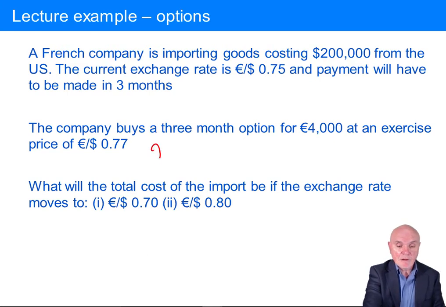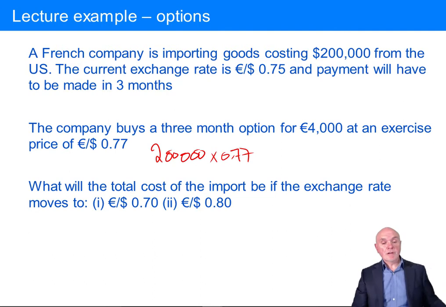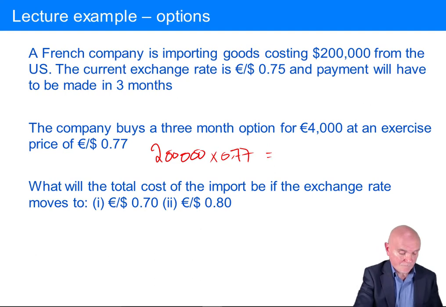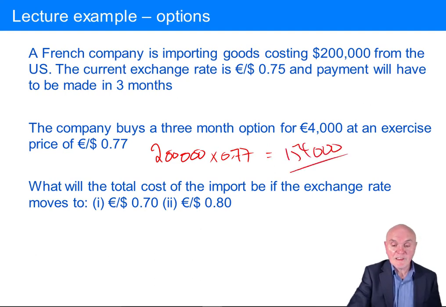So this is going to generate, we're getting $200,000, and under this option contract, this is giving us 0.77 euros per dollar. So for sure, we will get at least 200,000 times 0.77, 154,000. That's our worst case scenario now.